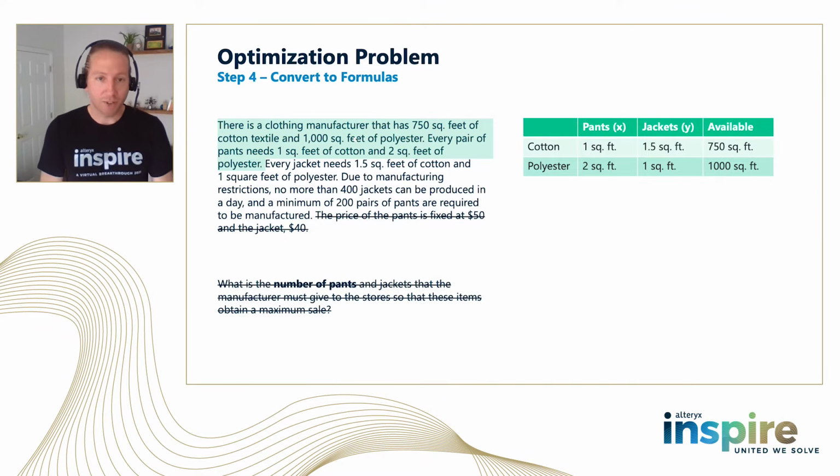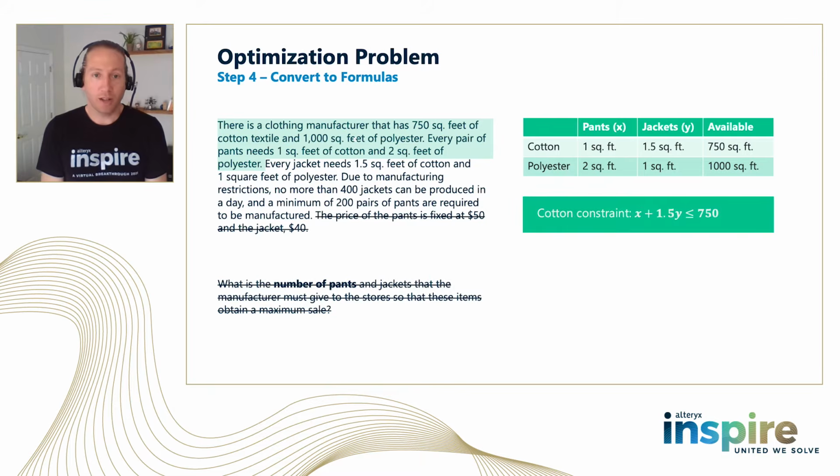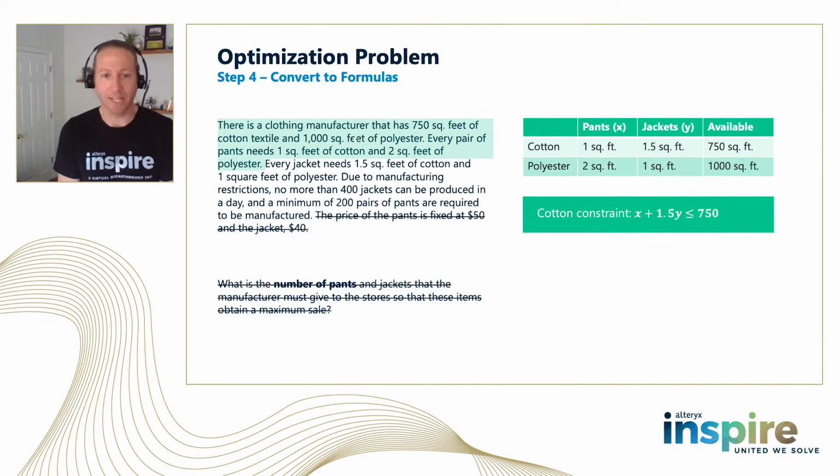All right, so we've identified the constraints. What we now need to do is convert those into formulas. Converting those into formulas is going to help us visually graph this, as well as input the necessary information into the prescriptive optimization tool when we're configuring it inside Alteryx Designer. So our cotton constraint is X plus 1.5Y is less than or equal to 750. Let's talk about where we got that equation.